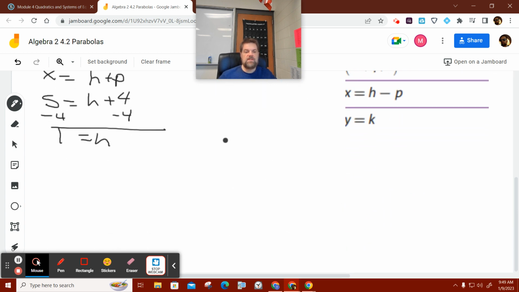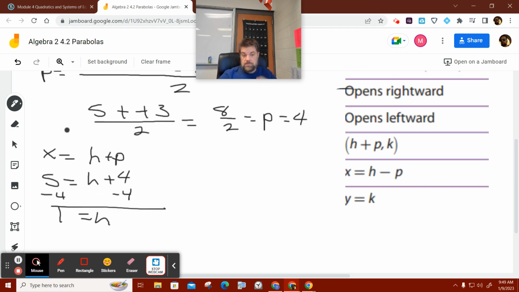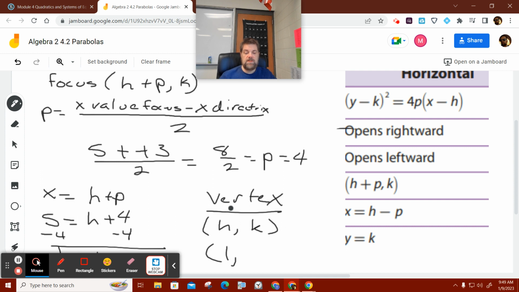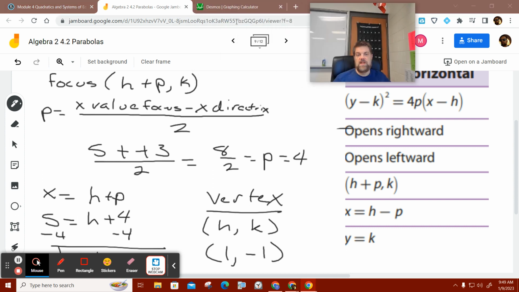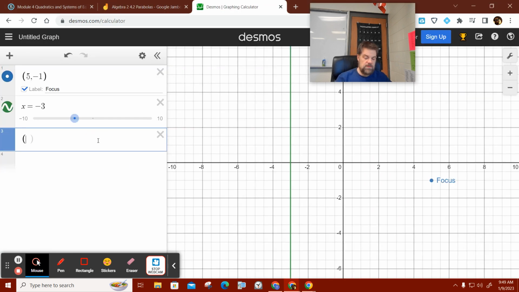So the vertex, my vertex, is just h comma k. What's h? H is 1. What's k? We said it was -1. So now let's graph that. So when I graph 1 comma -1, that's the vertex.